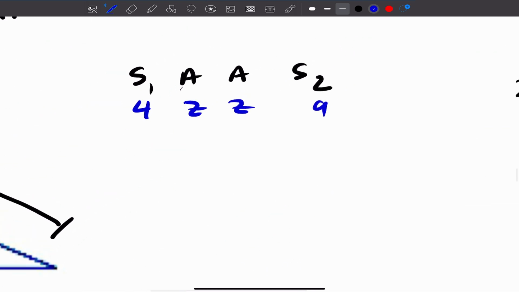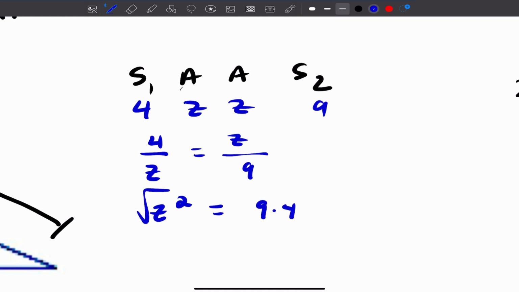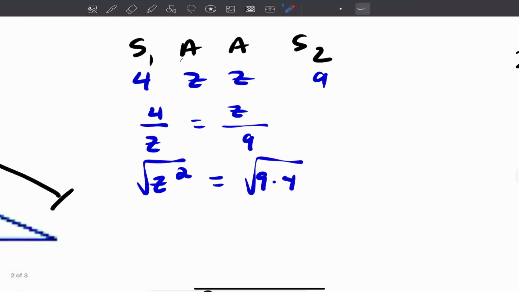Okay, I'm going to focus on this. I can create a proportion using Sass here because we're dealing with one variable. So 4 over Z equals Z over 9. Cross multiply, so Z squared equals 9 times 4. Take the square root. Well, if I'm multiplying 9 and 4, that's going to give me 36, and 36 is a perfect square. So Z is equal to 6.